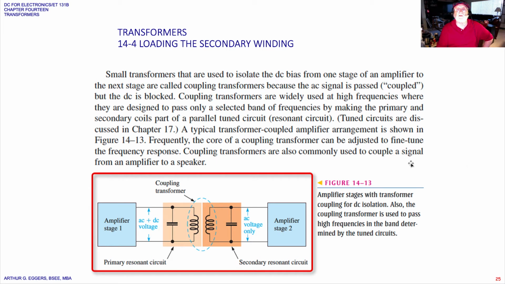Coupling transformers are also commonly used to couple a signal from an amplifier to a speaker. So this is the typical kind of circuit that you would see in radios and audio equipment. We can see in the diagram here what we're talking about in terms of coupling an amplifier stage between 1 and 2 to achieve a coupling and an output.